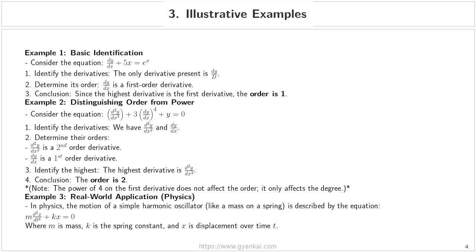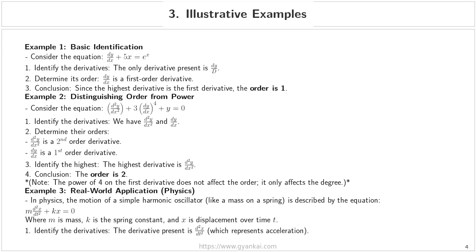The motion of a simple harmonic oscillator, such as a mass bouncing on a spring, is described by the equation m times the second derivative of x with respect to t plus k times x equals 0. In this context, m represents mass, k is the spring constant, and x represents displacement over time t.